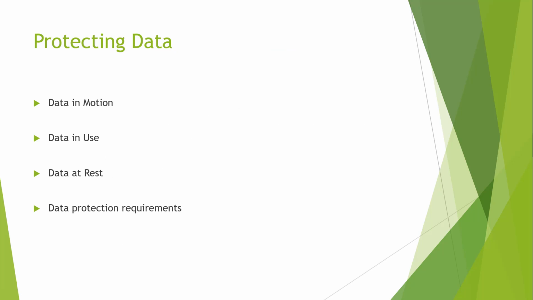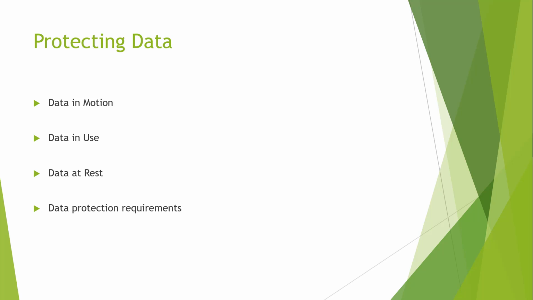At the end of all of this, it's about being able to protect data for the end device. So, first of all, you have to understand data protection requirements. Data has three main states: data in motion, data in use, data at rest. And that means we have to develop protection mechanisms at each stage.